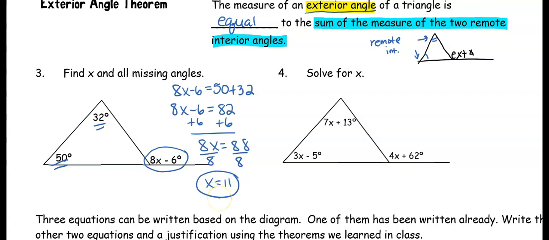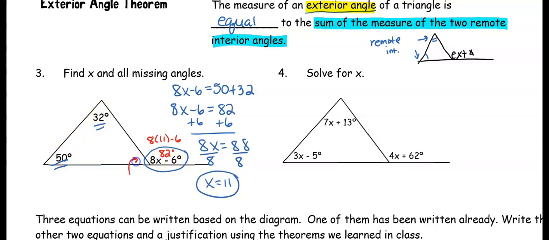We know that x is 11. This angle is 50, this angle is 32. I can go ahead and plug 11 in. 8 times 11 minus 6. We find that this angle is going to be 82. Again, this angle has to be equal to the sum of these two. So if this is 50 and 32, and that's 82, 50 plus 32 is 82.